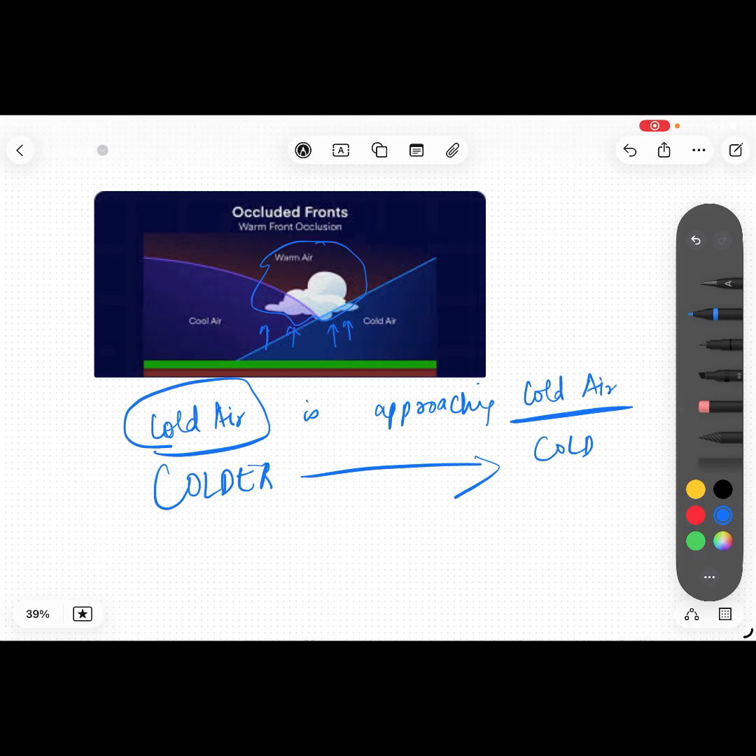So why is it in the winter season? Because in winter India is already cold, and then there is even colder air that approaches India. So basically a colder air approaching an already cold air in India, because the temperatures have already gone down. So that is when the occluded front is formed, and that is when the winter season, we are going to talk about it. So this is all about the occluded front.